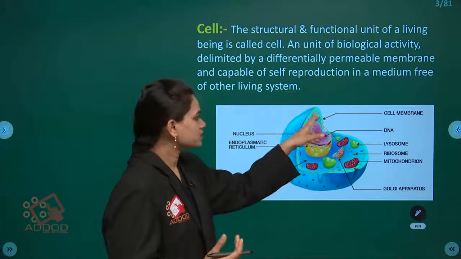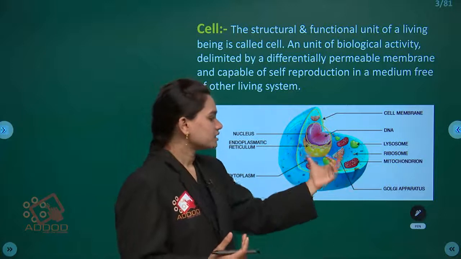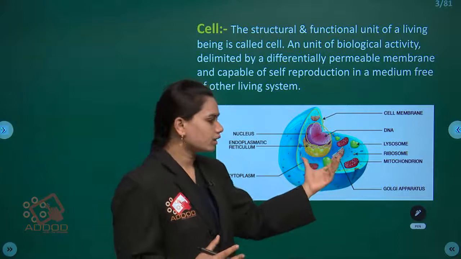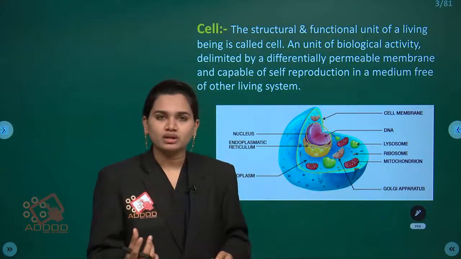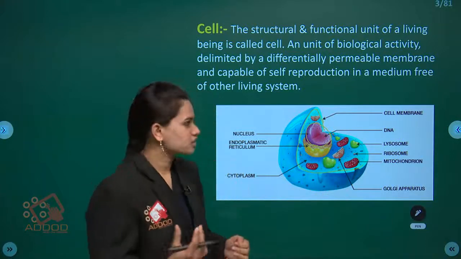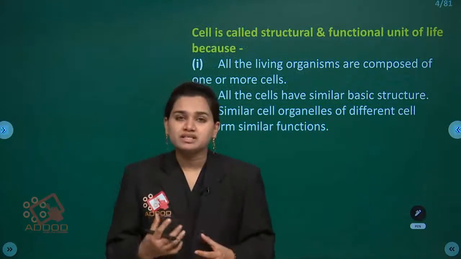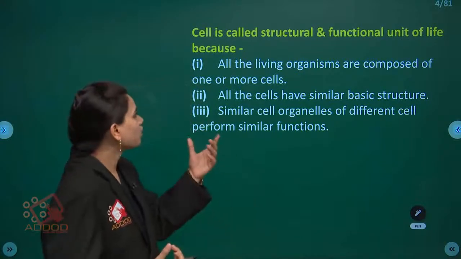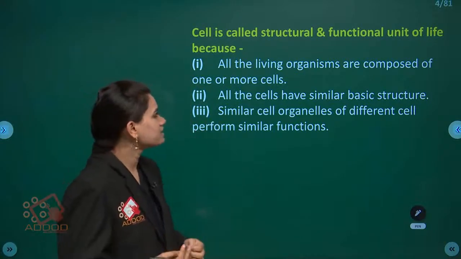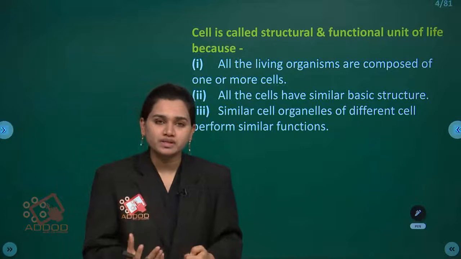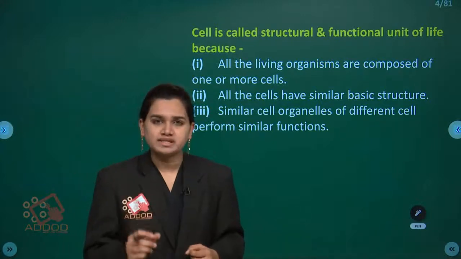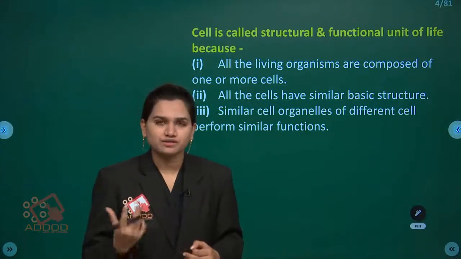So the cell, which is surrounded by a plasma membrane, consists of a fluid called protoplasm. Inside the protoplasm various cell organelles are present. Each of these cell organelles performs a particular function. Now the cell is called the structural and functional unit of life, as we have seen. So why is it called that? Because all living organisms are composed of one or more cells. When you look into any living organism, each of them will have at least one cell. Hence it is called the structural and functional unit.